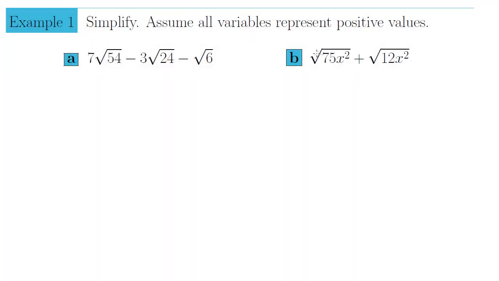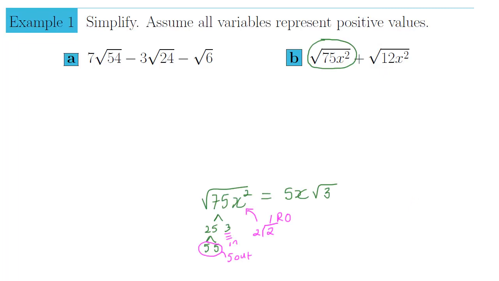For part B, we have the square root of 75x squared plus the square root of 12x squared. Again, right now these are not like radicals, so we're going to have to simplify each one individually so that we hopefully get like radicals, which we can then collect. So let me go through that simplification quickly. So here's our simplification for root 75x squared.